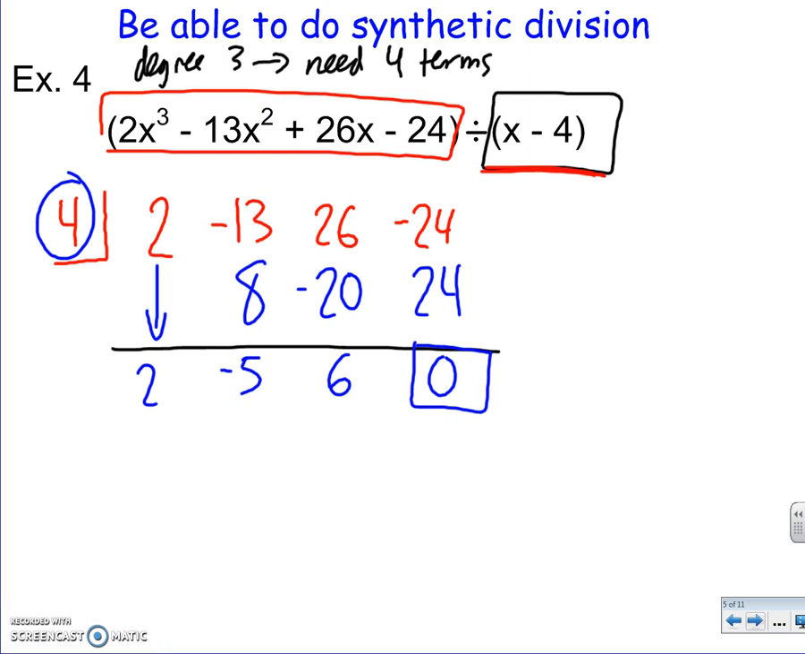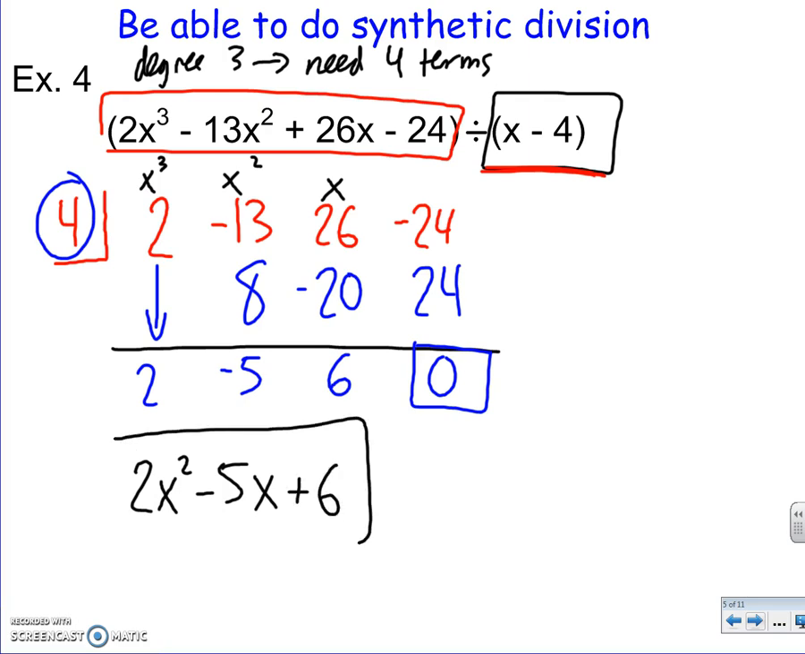Now these bottom numbers, that 2, that -5, that 6, that's going to be our coefficients that go with the letters, but we go down an exponent. So all of this was the x cubed number, this was the x squared number, this was the x number, and this was the constant number. This 2 goes with x squared. That -5 goes with x. That +6 is the number without the letter, and again, 0 is our remainder.